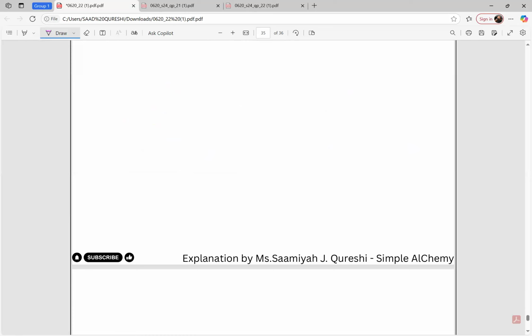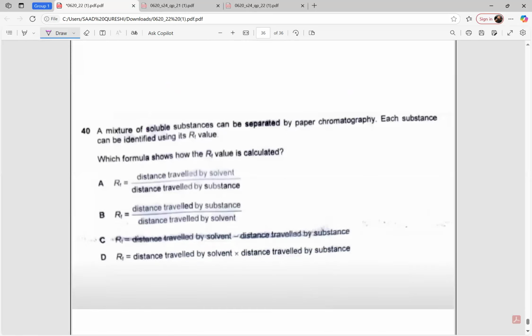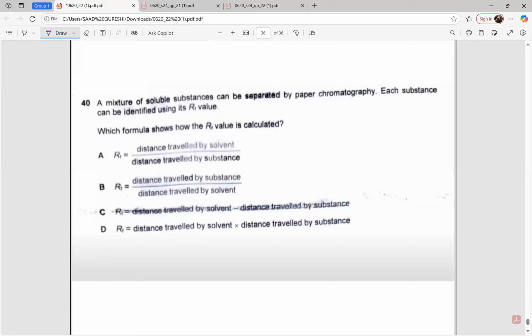Then we have the last question. A mixture of soluble substances can be separated by paper chromatography. Which substance can be identified using its Rf value? Which is the formula of Rf value? Obviously, we all know that Rf value is the ratio between two distances. Distance traveled by the substance divided by distance traveled by the solvent. The answer is B.